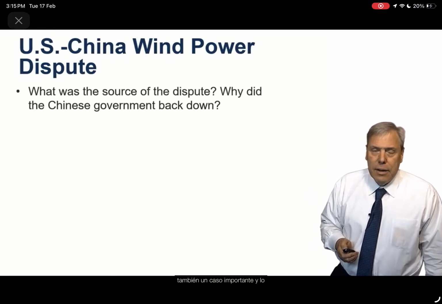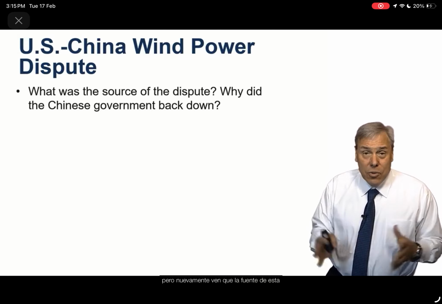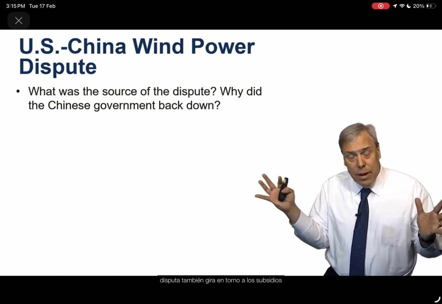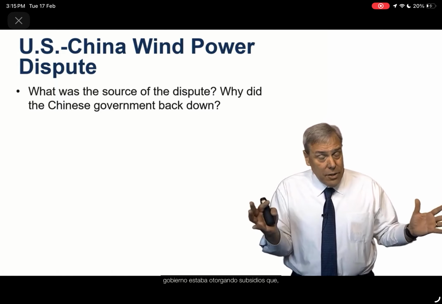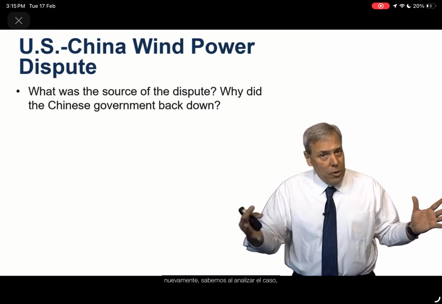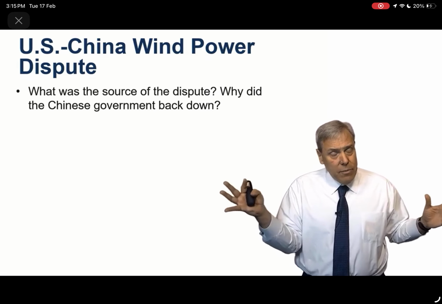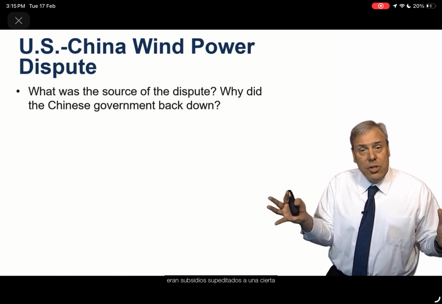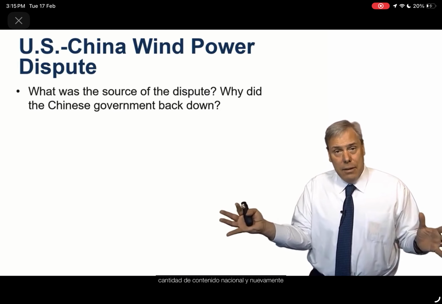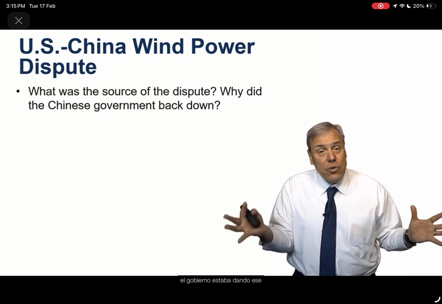Now the next case, also an important case, and I purposely made it very short, very brief. But again, you see the source of this dispute also revolves around subsidies, right? Because here the Chinese government was giving subsidies that, again, we know from looking at the case, this is according to the WTO Subsidies and Countervailing Measures Agreement. These were prohibited subsidies. These were subsidies contingent on a certain amount of domestic content. And again, this was a financial benefit the Chinese government was giving that distorted international trade.